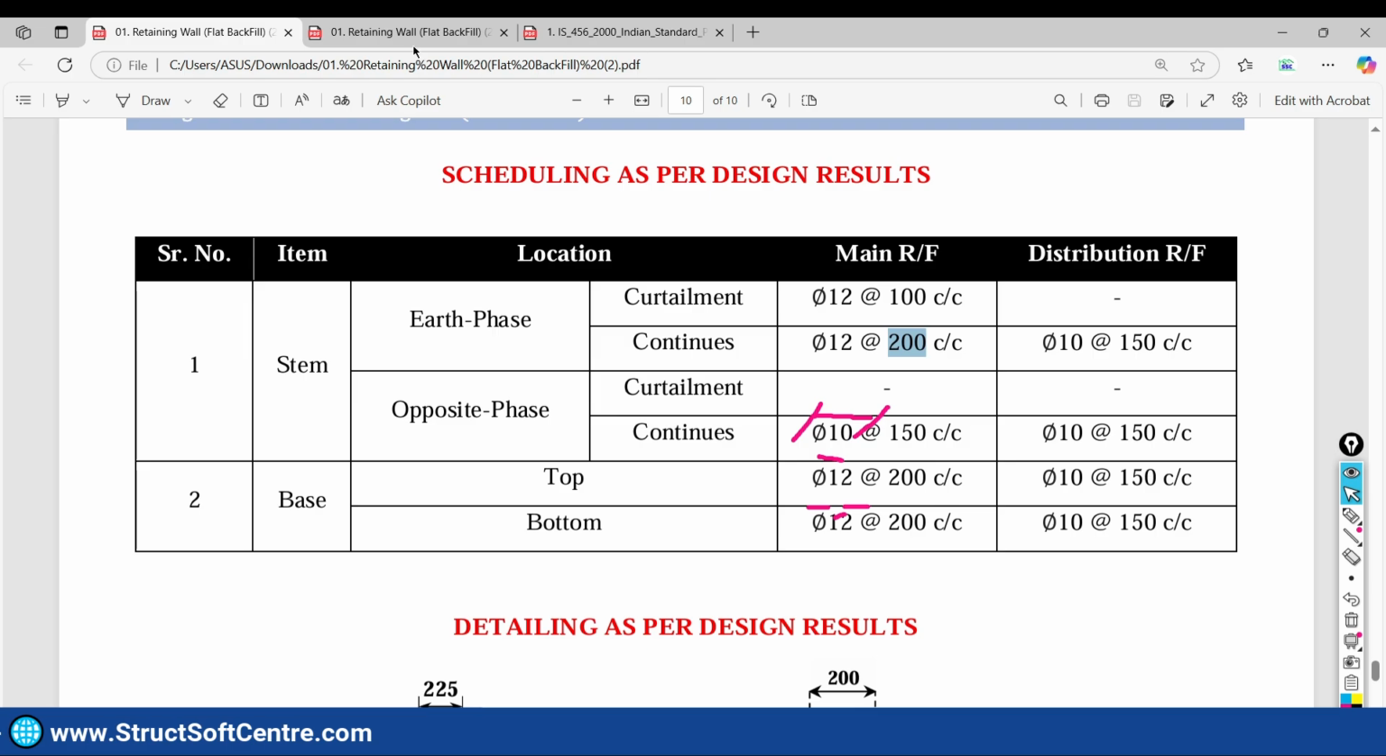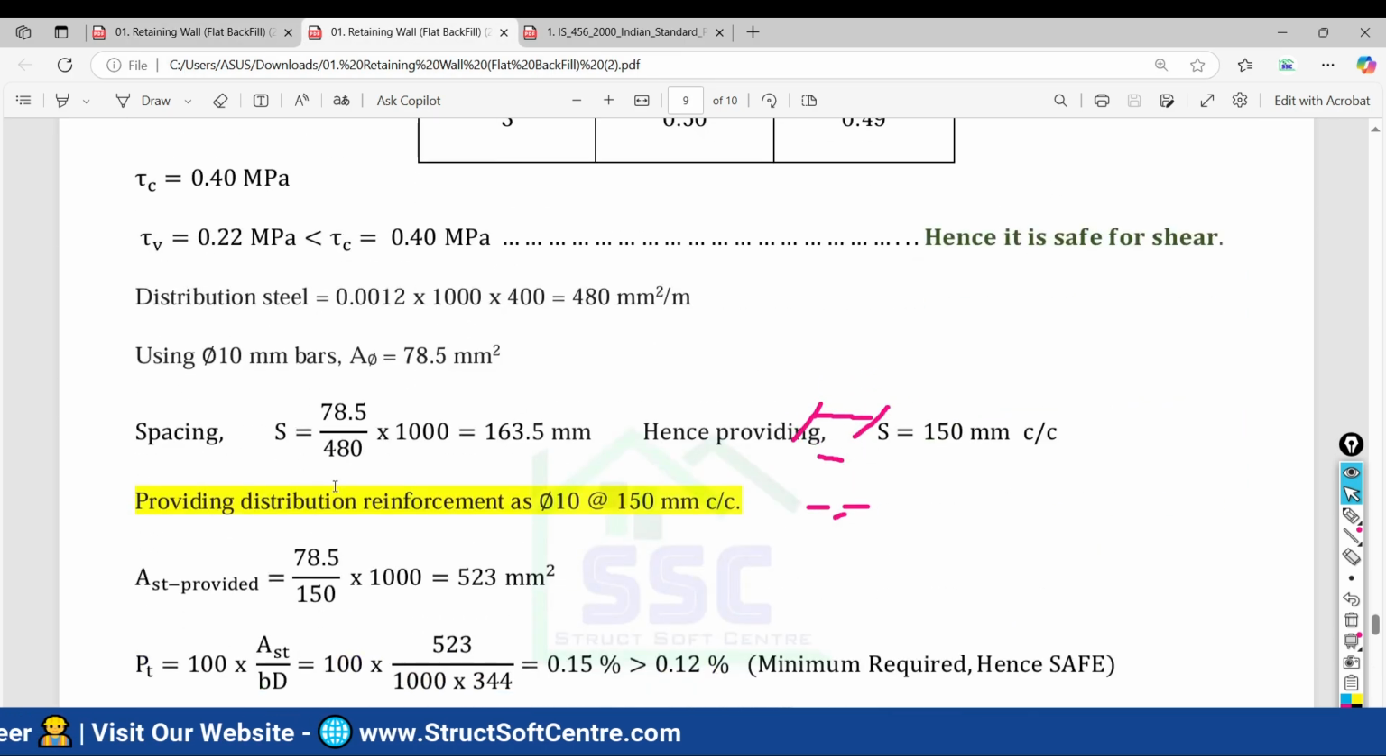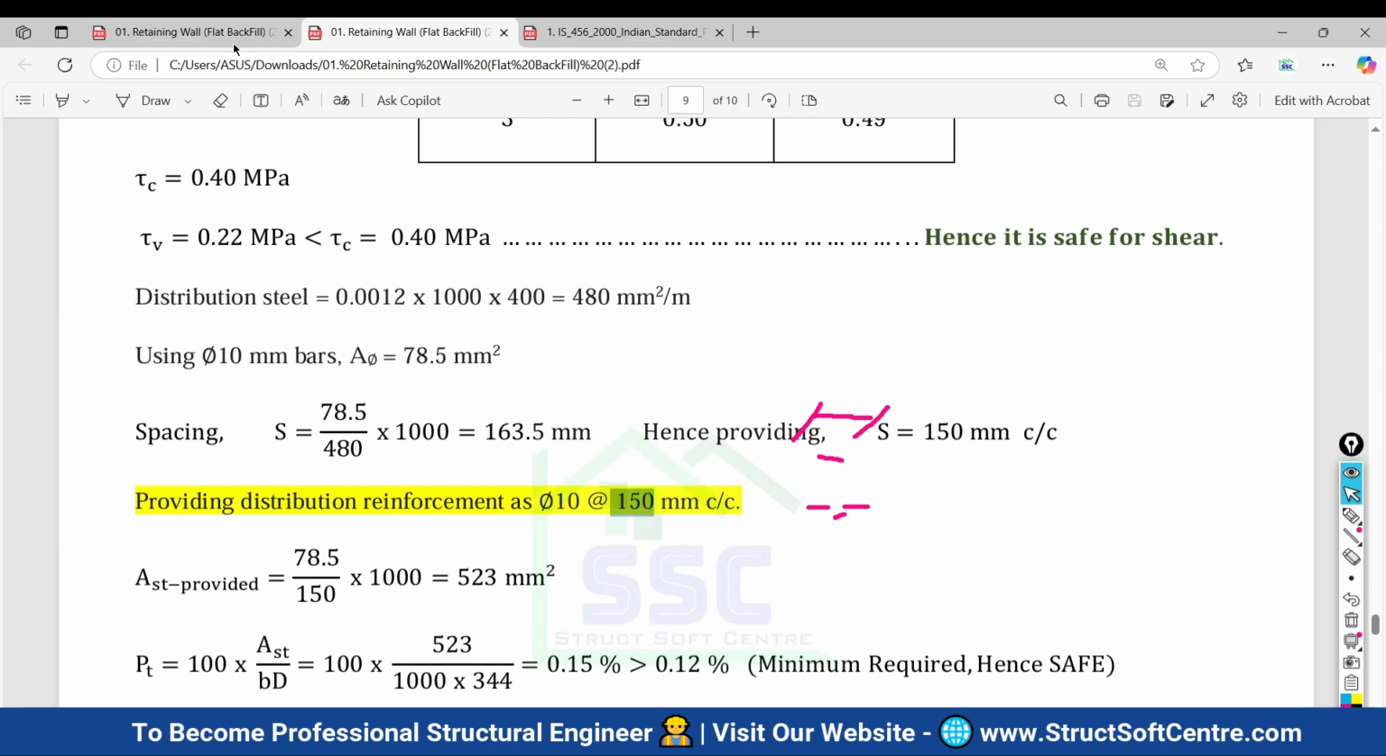And the distribution reinforcement we have calculated as 10 mm diameter bar at 150 mm center to center.